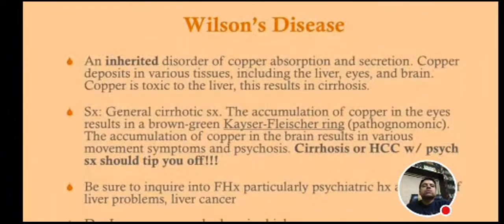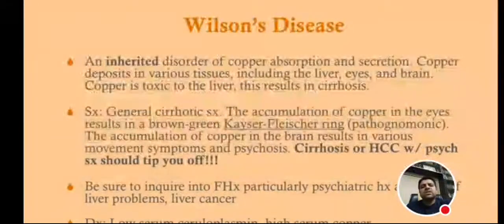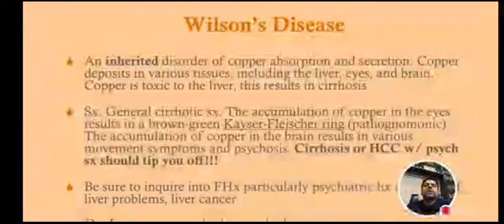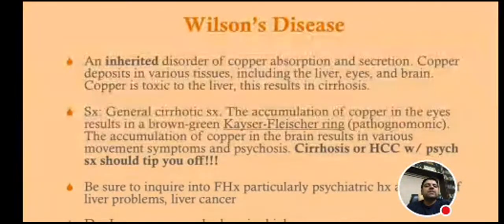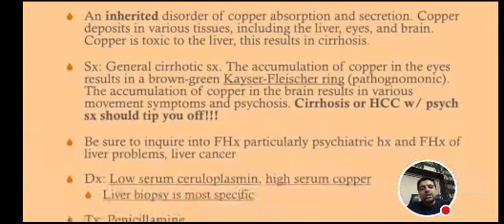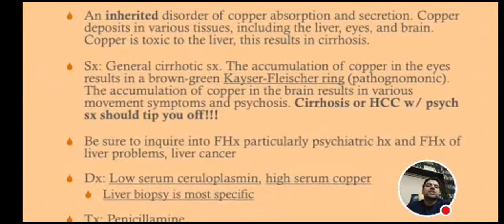Copper is toxic to the liver. This results in cirrhosis, with general cirrhotic symptoms. Accumulation of copper in the eye results in the brown-green Kayser-Fleischer ring. Many times in exams they like to ask with a picture of a Kayser-Fleischer ring: what is this? This is Wilson disease.